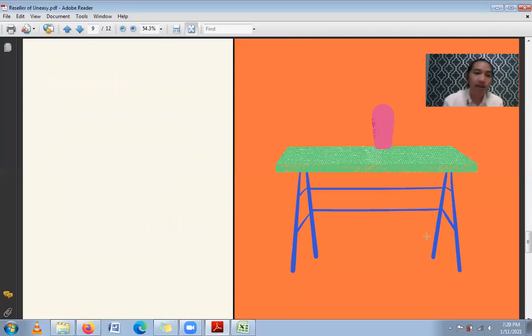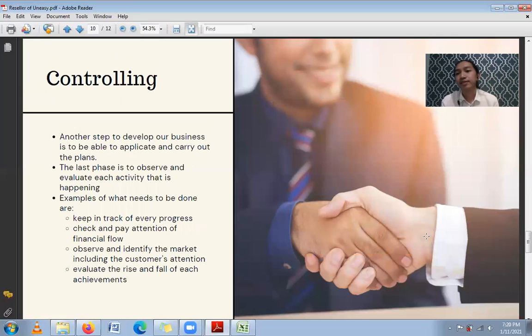Next up, there is the controlling function. Another step to develop our business is to be able to apply and carry out the plans, of course. And this particular phase is basically the last thing you need to comprehend and master. It is to control the whole operation that you are doing.